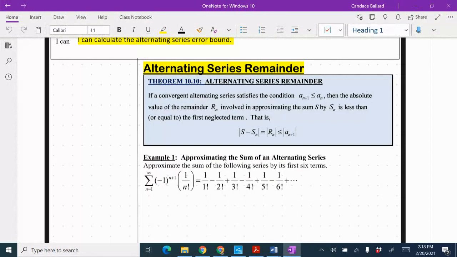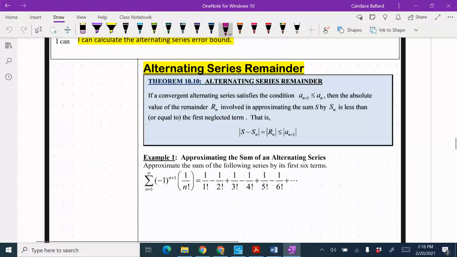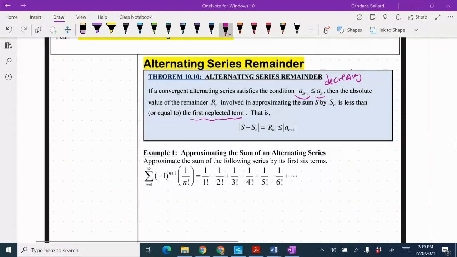If a convergent alternating series satisfies the condition where my a sub n plus 1 term is less than my a sub n term, meaning that it is decreasing, then the absolute value of the remainder involved in approximating the sum s by s sub n is less than or equal to the first neglected term. So that means that the absolute value of s minus s sub n, which is the remainder, is less than or equal to the first neglected term.